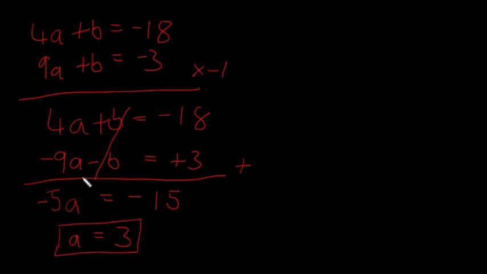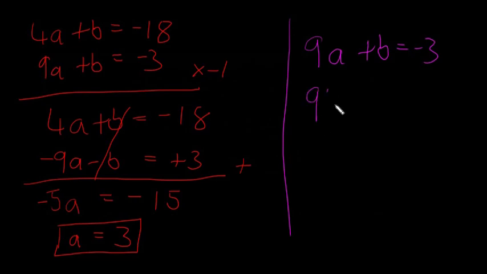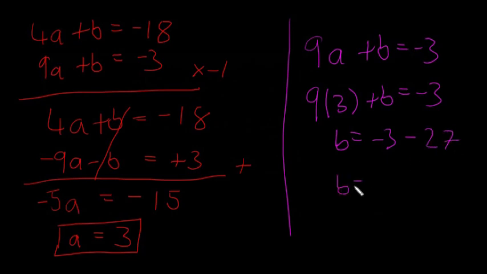And now we're going to sub this back in. I'm going to use a different color to one of these ones here. I'm going to sub it into this one here. So 9a plus b is equal to minus 3. That means 9 times 3 plus b is equal to minus 3. b is going to be equal to minus 3 minus 9 times 3, which is 27. b is equal to minus 30. And there is our answer.